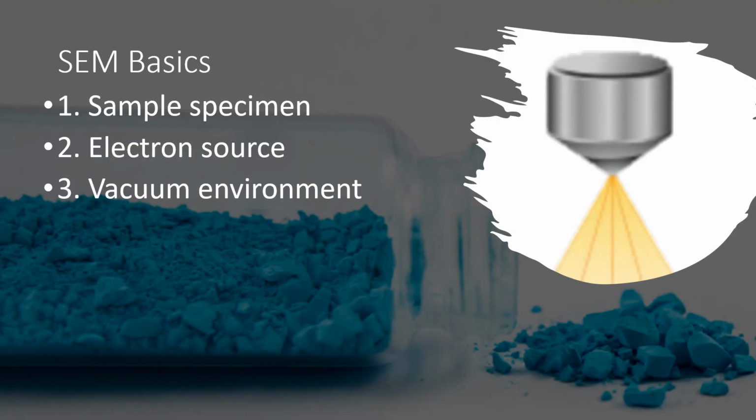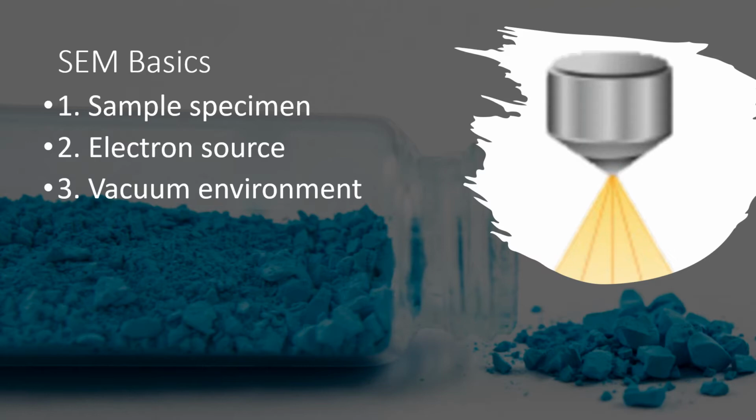Scanning electron microscopy requires at least three things. It requires a specimen of your sample, obviously. It also needs an electron source. This electron source bombards your sample with incident electrons and displaces the low-energy electrons in your sample. Finally, it needs a vacuum environment. This allows the electrons to move freely inside the equipment.